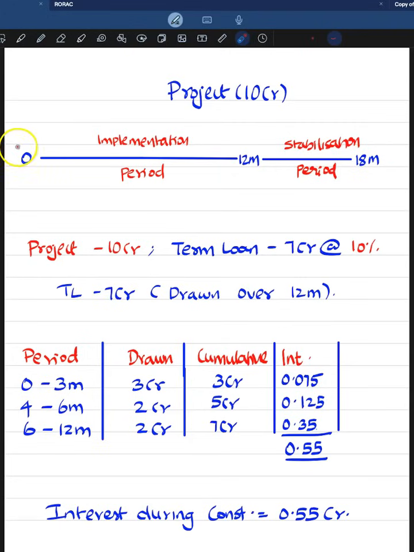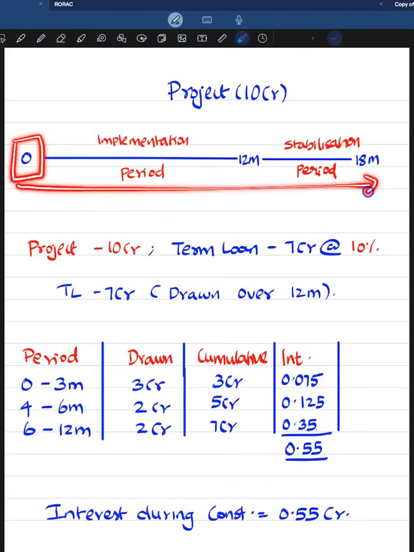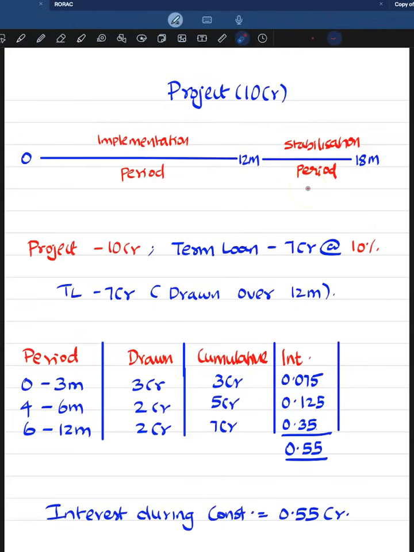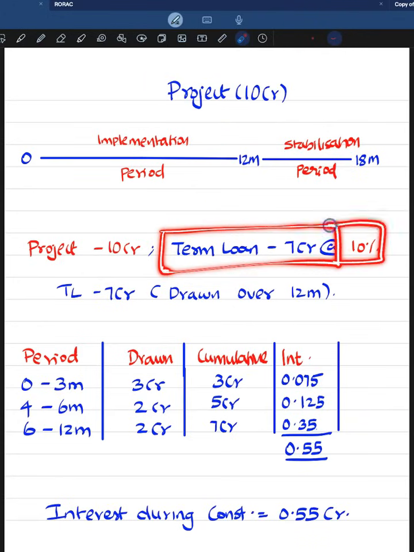So look at here, from the time the loan was availed or the project was started, it is going to take 18 months for this project to generate a positive cash flow. In these 18 months, 12 months will go for implementation itself and another 6 months is for stabilization. And in all this period, they are supposed to pay interest for the loan availed for this project. Let's say the loan availed for the project is 7 crore at the rate of 10%.